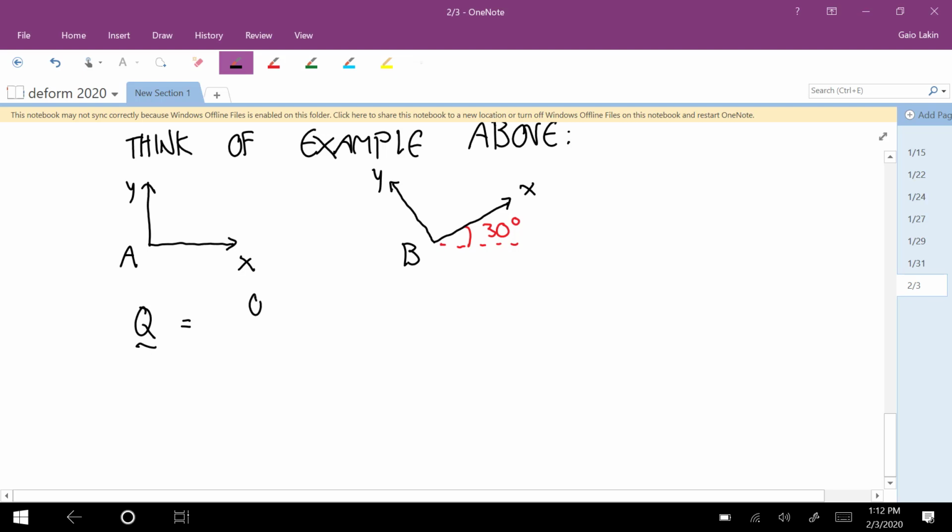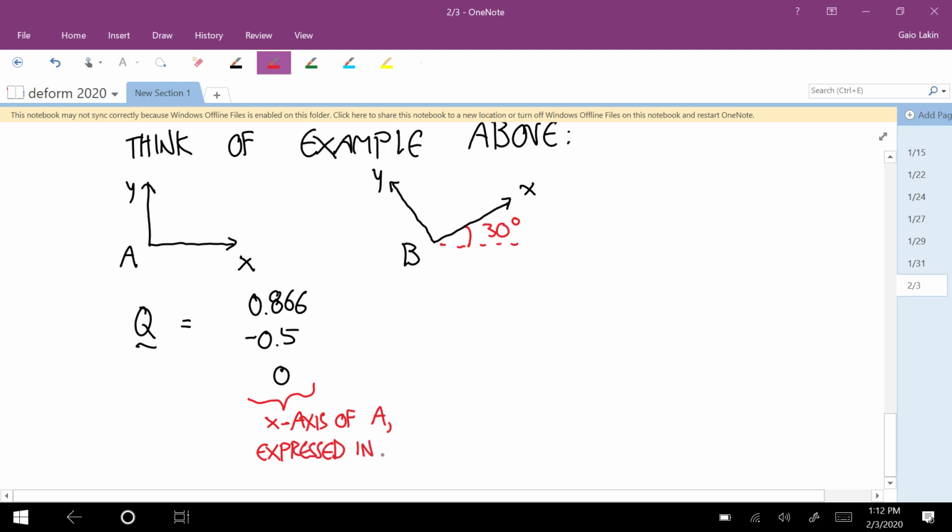So cosine and sine of negative 30 is 0.866. And now these are the columns, so negative 0.5, 0. So this is the x-axis of A expressed in B. Okay. And now take the y-axis of A and express it in this coordinate system.